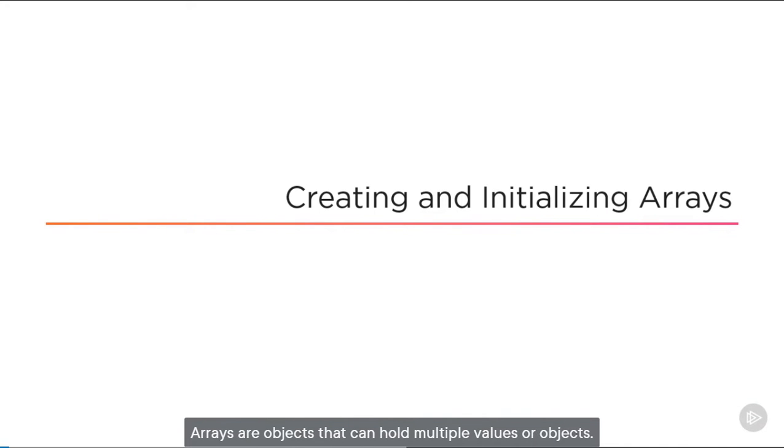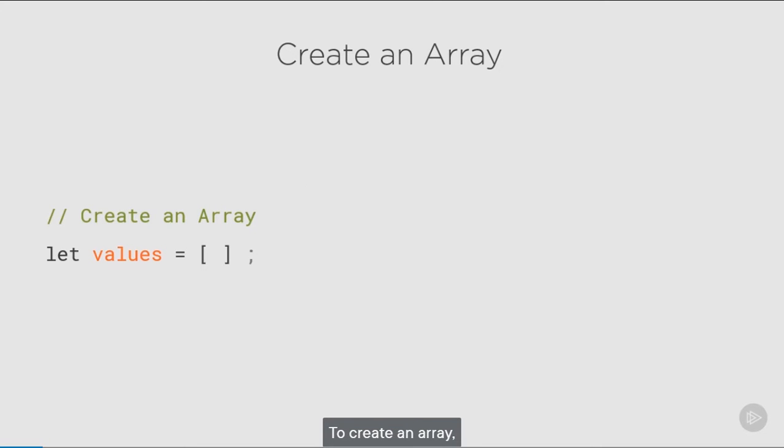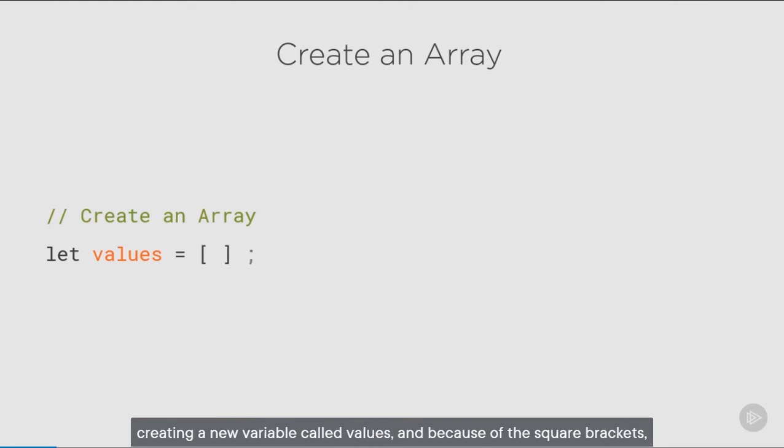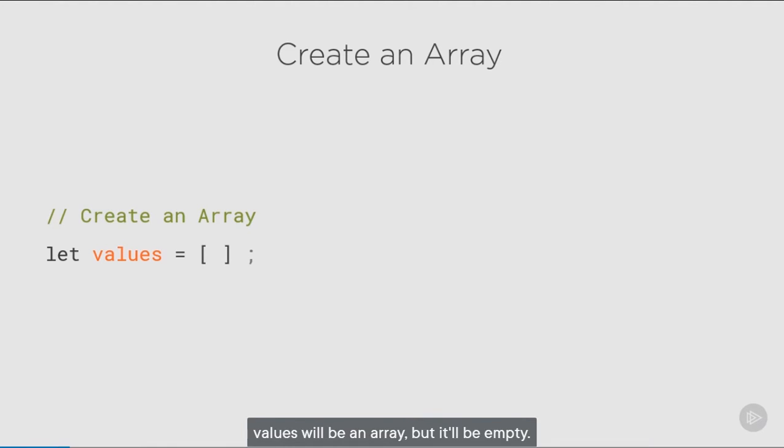Arrays are objects that can hold multiple values or objects. So we want to be able to create these arrays and initialize them with some kind of values to start with. To create an array, we simply use square brackets, as we see here. We're creating a new variable called values, and because of the square brackets, values will be an array, but it'll be empty. It has no values inside of it.